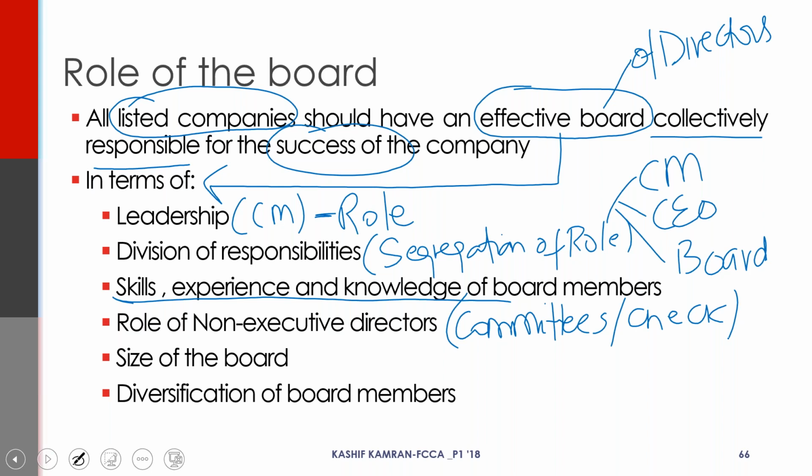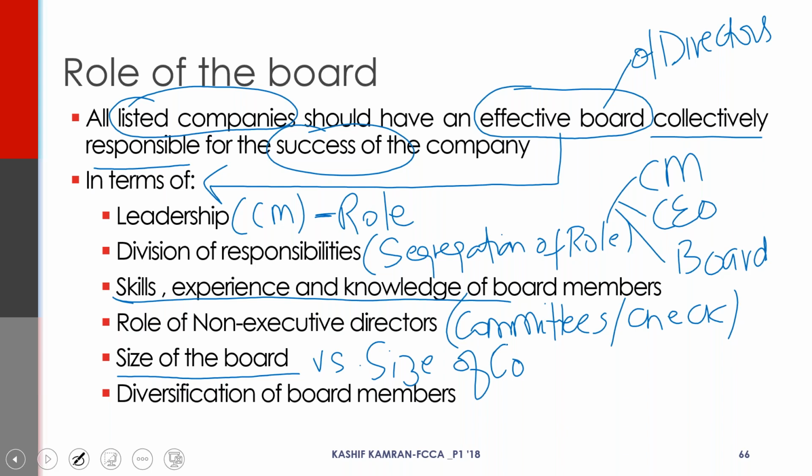Size of the board. The board will be effective in terms of the size of the board versus size of the company. Bigger the company, bigger the board. So a small company might have 4 directors. A large company might have 10 directors. Size of the board versus size of the company.